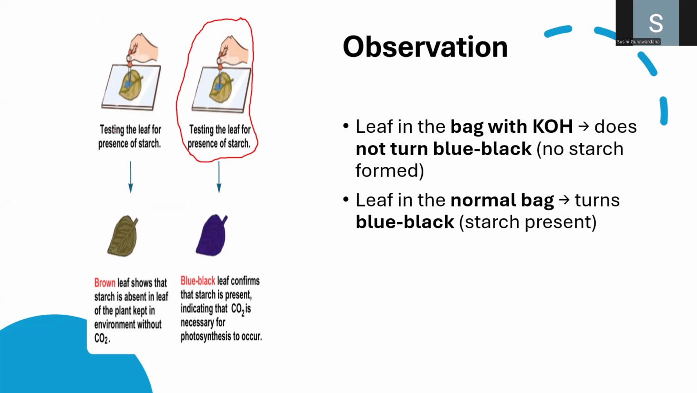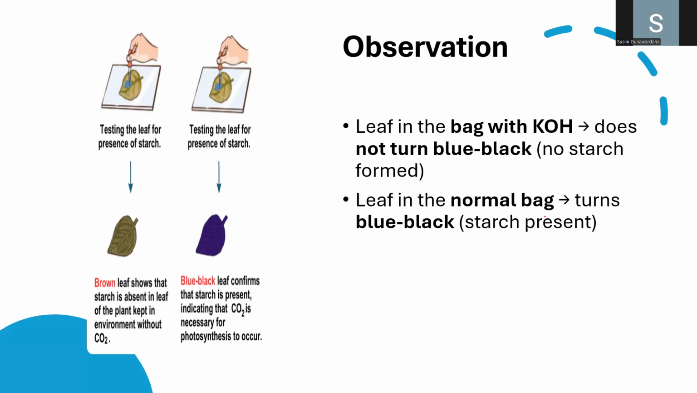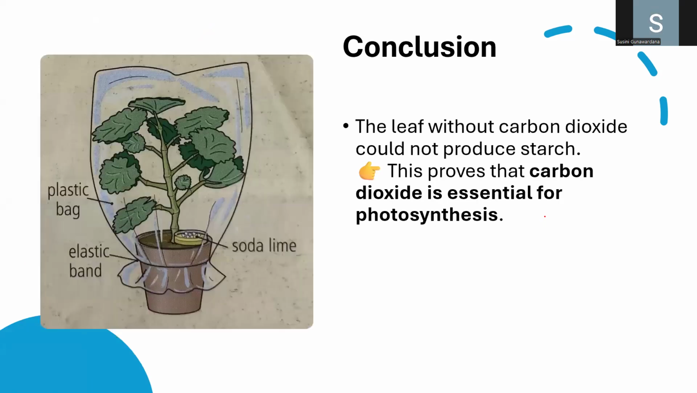But in the second diagram, it means the second plant, if you do the starch test, you cannot see that color change. So the leaf will remain brown. It means it doesn't have starch. So this is the conclusion. The leaf without carbon dioxide could not produce starch.